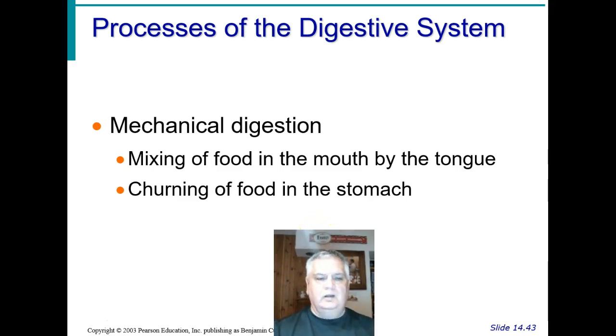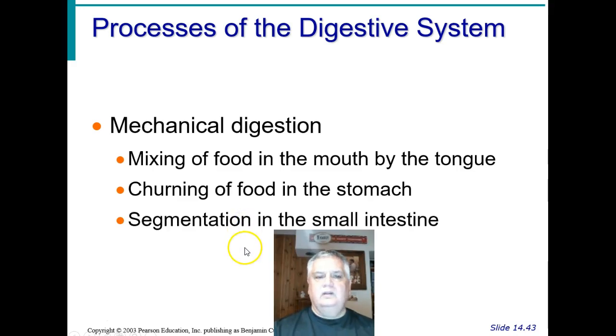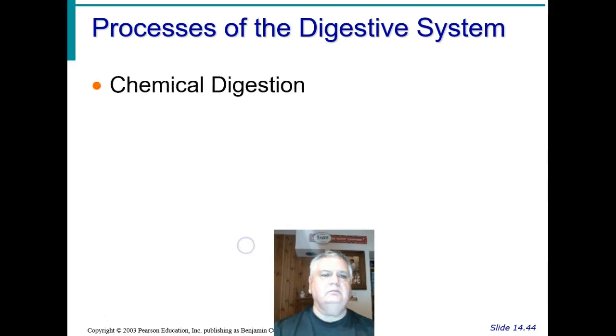Now, in chemical digestion, we're going to see proteins converted to amino acids, carbohydrates converted to simple sugar, and so forth. But mechanical digestion just means breaking the food down into smaller and smaller pieces of the same food. In addition, mechanical digestion is accomplished by segmentation in the small intestine, where the food is going to be switched back and forth, as we mentioned in the previous slide.